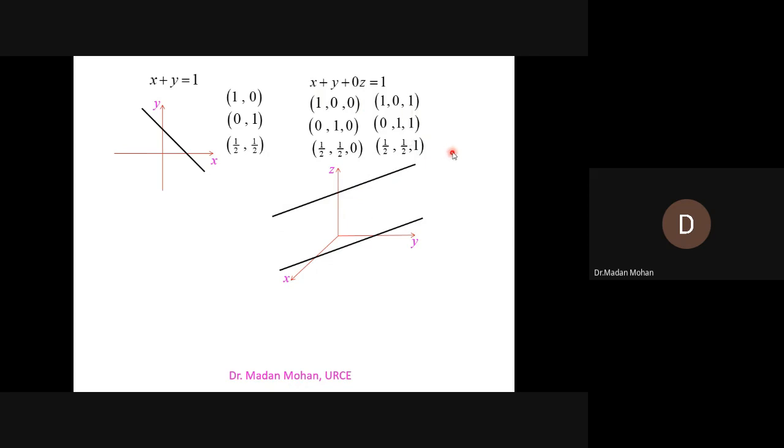Similarly, 1, 0. Now I am taking Z equal to half. The same 1, 0, Z equal to half. 0, 1, Z value half. Half, half, Z value half. The same points with Z equal to half. If you plot all these, where do you get? The same line, but height half. You get another line. Like this, as Z varies, you are getting different points at different heights.